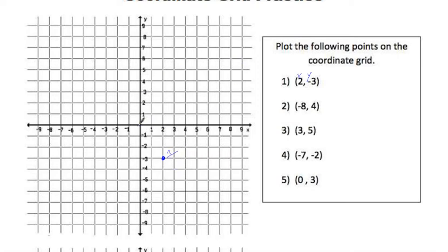Go back to the middle. X and Y, walk and fly. So we're going to walk to -8. And then we're going to fly to +4. We'll draw a point, and that's point 2. X and Y, walk and fly. So I'm going to start back at the middle. I'm going to walk to 3, fly to 5. And that's point 3. I want you to try point 4 and 5 on your own.